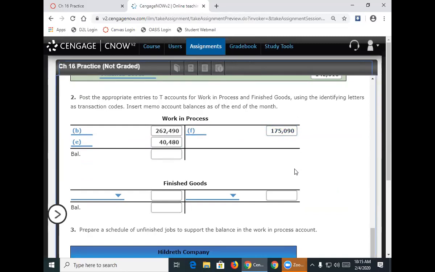And then our balance in work in process, I'd add my total debit, subtract out my credit. Your balance should be 127,880. And that matches what I have on the board. Those were jobs 104 and 106 that weren't completed. So our ending work in process is 127,880.